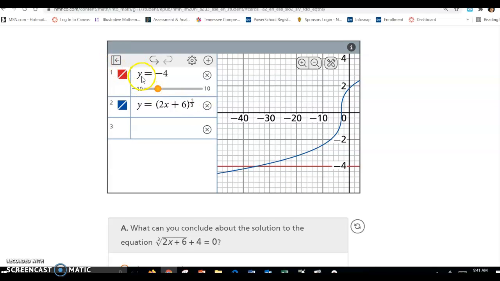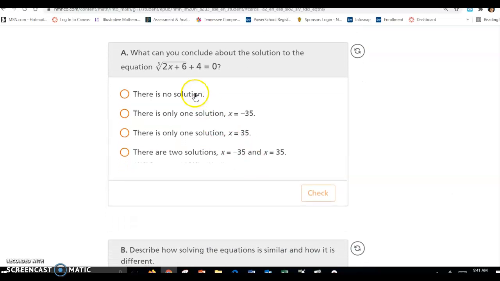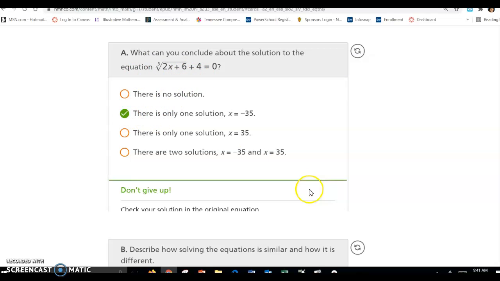If you graph it, y equals negative 4 on one side, and the quantity of 2x plus 6 to the 1/3 power, or you could have written that as the cube root of 2x plus 6. Either way is fine. You can see that this does intersect at negative 35. So negative 35 is the solution, and we check that by graphing it. What can you conclude about the solution of this equation? There is only one solution, and it is negative 35.